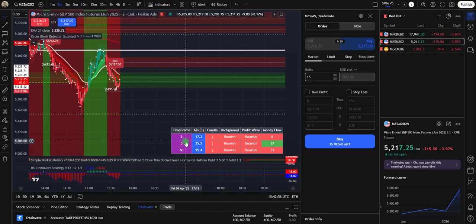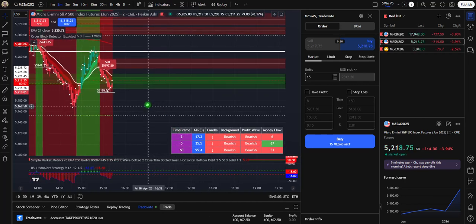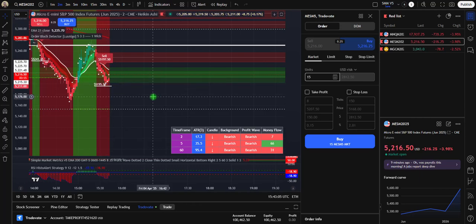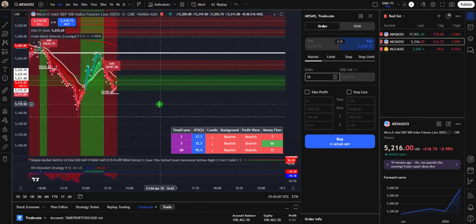So 5 minutes bearish, 60 minutes bearish, 2 minutes bearish. I mean, this was a sweet setup right here. Like I said, 3 minutes we were in and out, done. And when we had a good profit amount. So let's see what the rest of the day brings us.